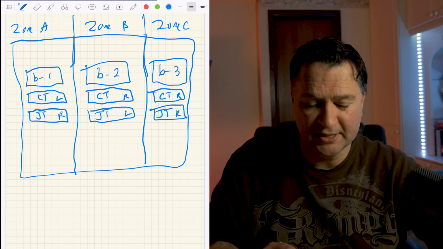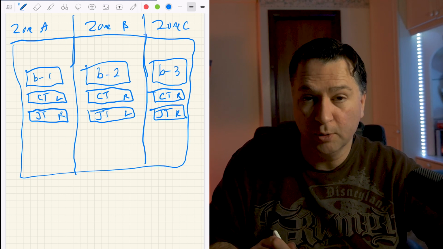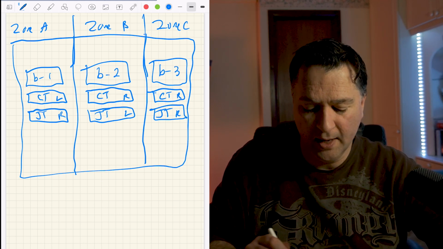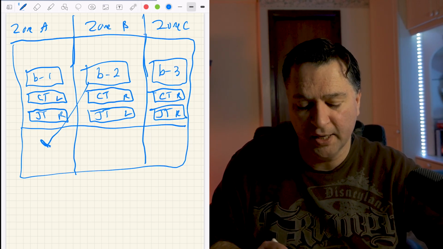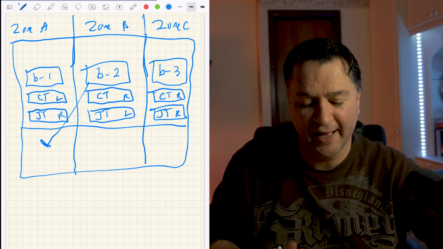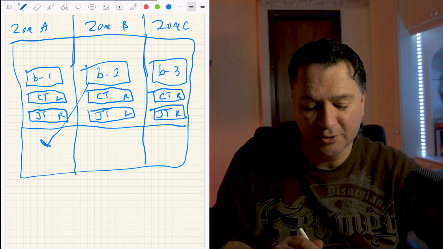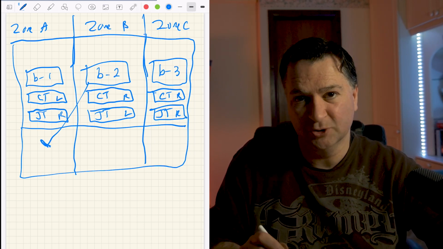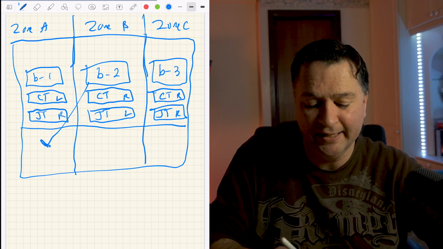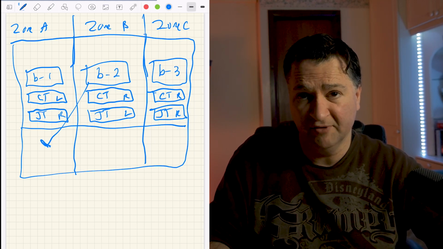What I wouldn't want to happen is broker 2 residing down here in zone A. As well as the partition, that would be a bad scenario, because if I lost zone A, I would lose broker 1 and this topic partition here, but I would also lose these topic partitions there. So I need to have this evenly spread across my availability zones.